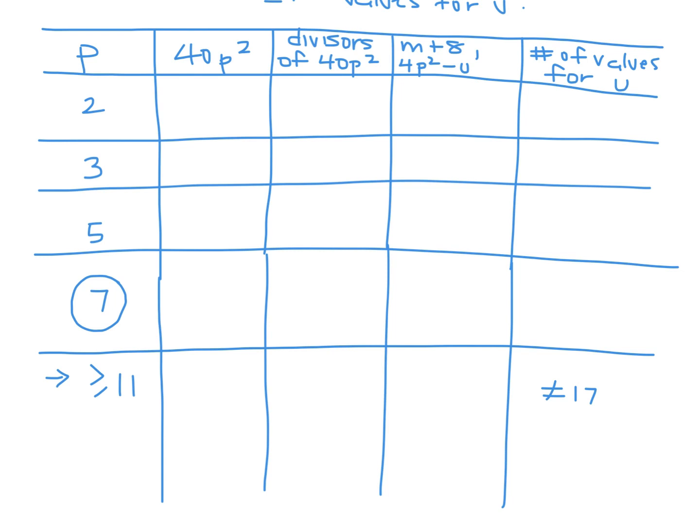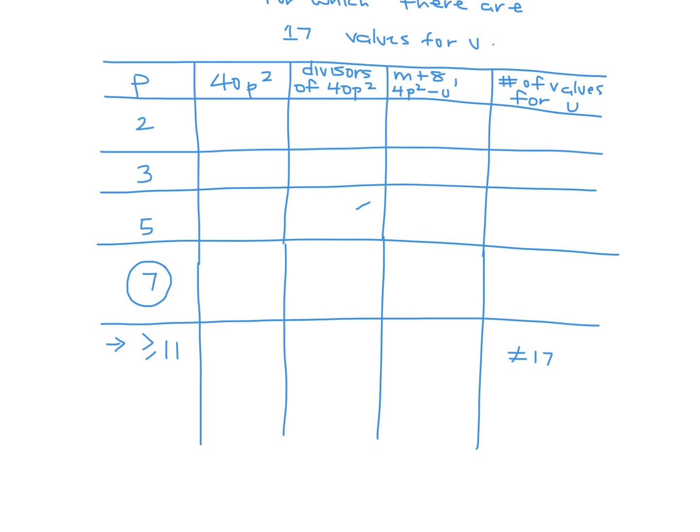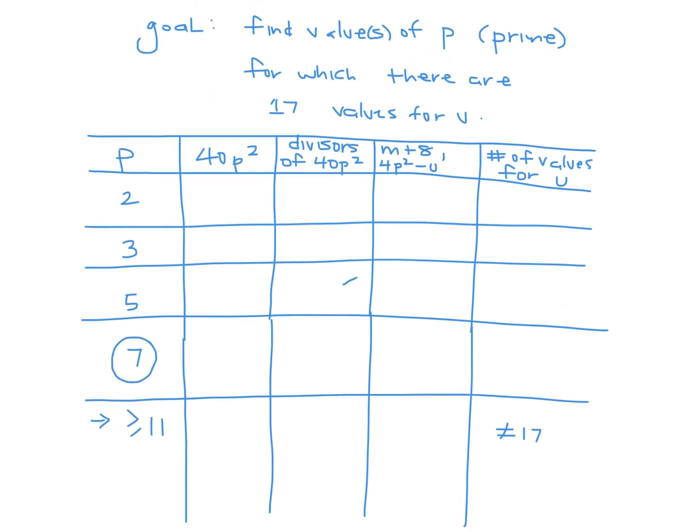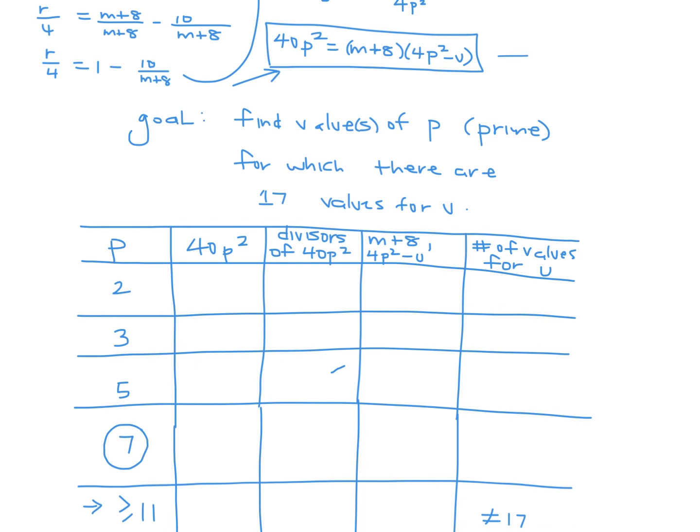Now, when P is 7, let's just see if we can squeeze in the... When P is equal to 7, this equation becomes, let's just write it in red here, 40 times 7 squared. Okay? Now, 40 times 7 squared in terms of its prime factorization is 2 to the power of 3 times 5 to the power of 1 times 7 to the power of 2.